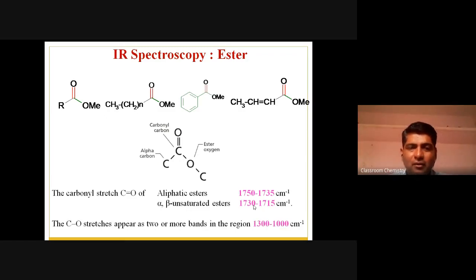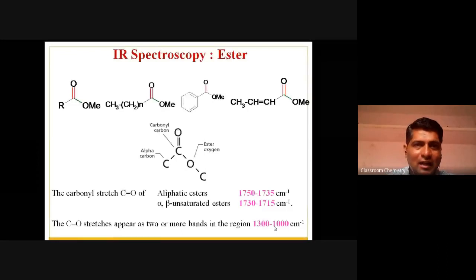Now, second band, which is for the CO stretch, appears in the region of 1300 to 1000. आता आपण CO म्हणतोय, ह्याची किती बँड यायला पाहिजे? ऍटलीस्ट 2. कारण इथं दोन टाइपचे CO आहेत. हा एक CO बॉन्ड आहे आणि हा ऑक्सिजन CO बॉन्ड आहे. Because of this, we get minimum 2 band or more band in this region. 1300 ते 1000 च्या दरम्यान आपल्याला दोन बँड भेटले पाहिजेलच. Then it is ester.